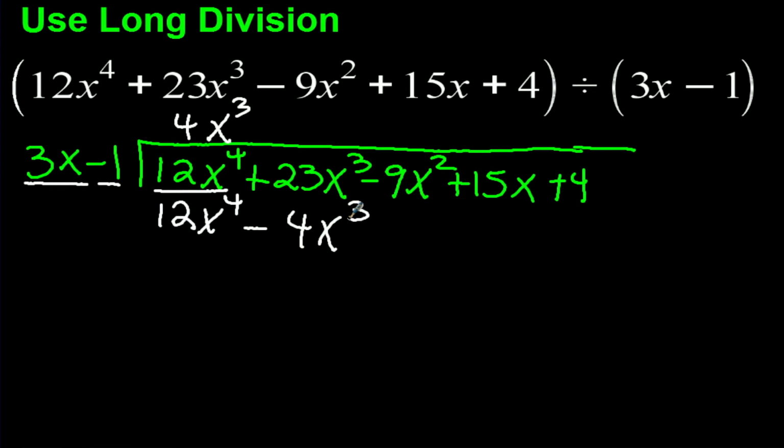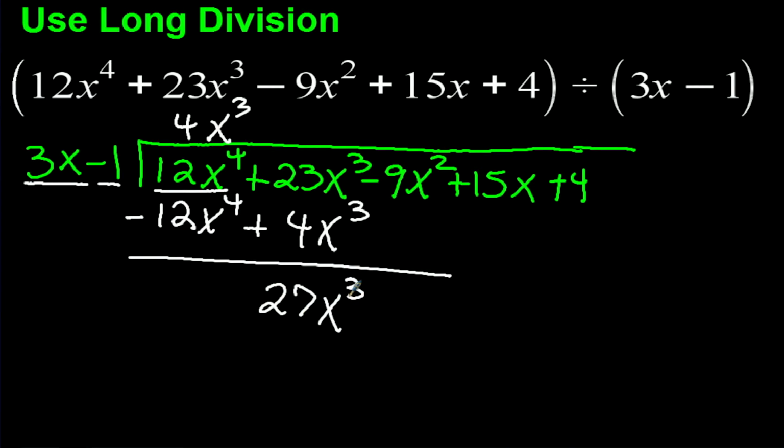Now the next step is I have to change the signs on what I just put down here. So I change this 12x to the fourth to a negative, and I change this negative 4x cubed to a positive. And then I add them up, or take the difference. So 12x to the fourth minus 12x to the fourth is 0. 23x cubed plus 4x cubed gives me 27x cubed. And then I bring down the next term, minus 9x squared.